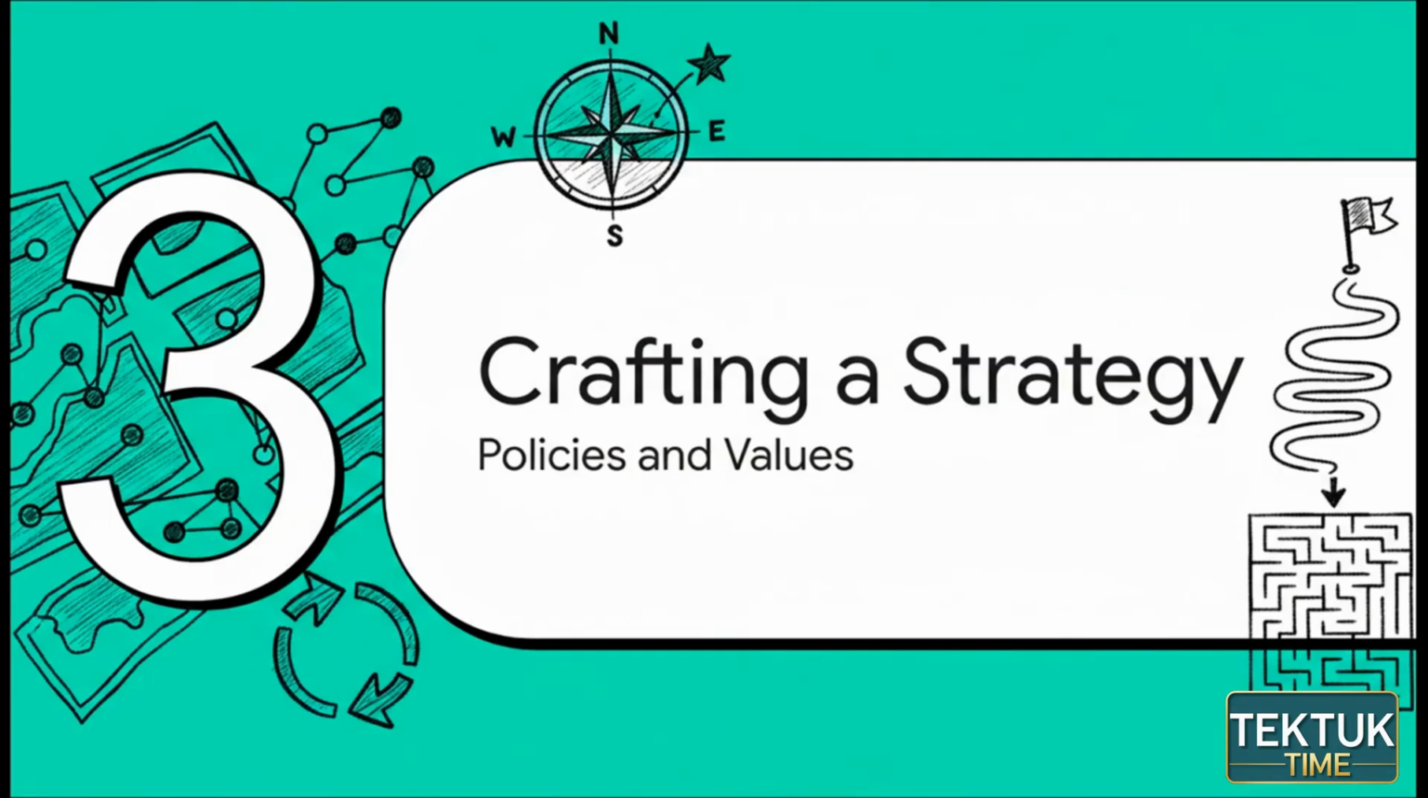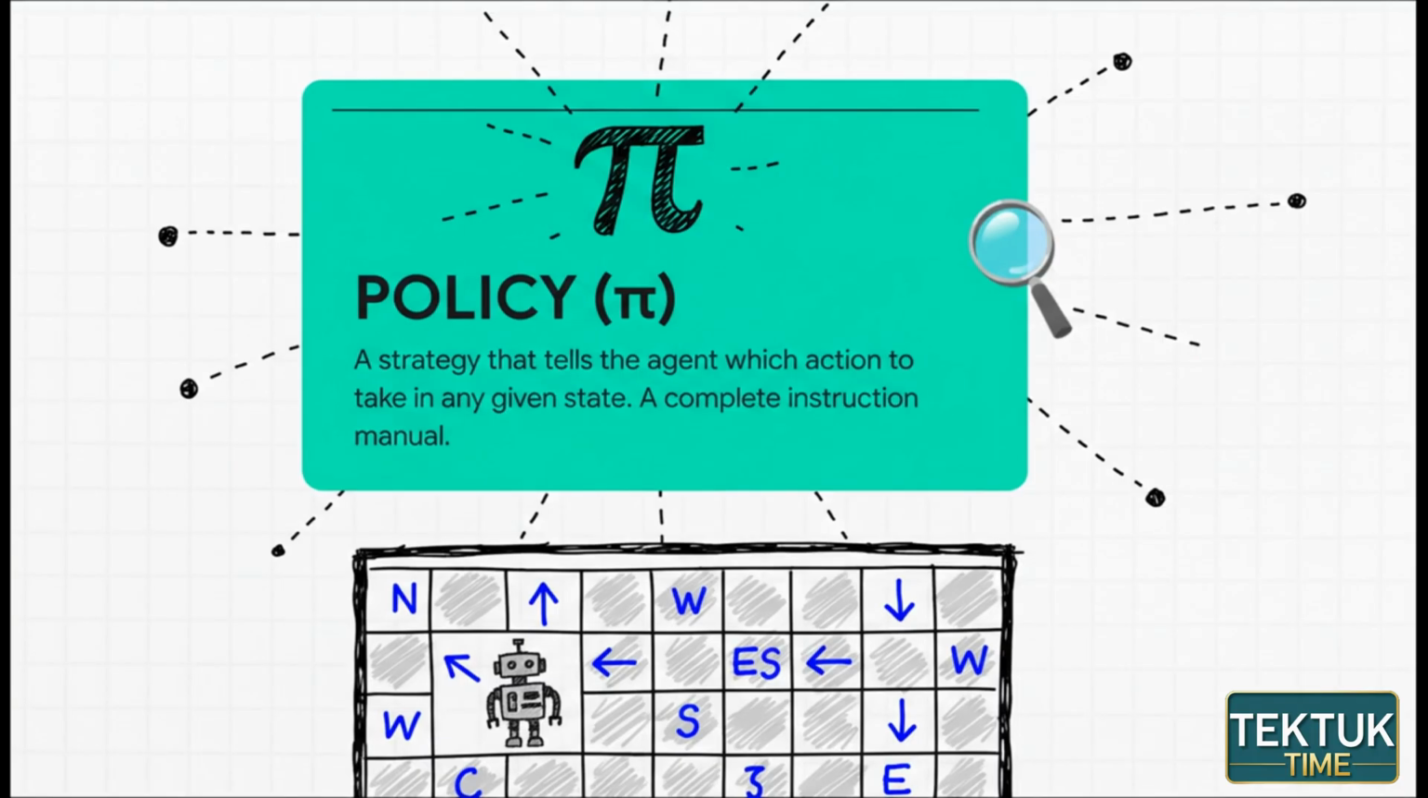All right, so we've defined the world, we've laid out all the rules. Now for the really big question. How do we find the absolute best way to navigate it? We need to build a strategy. So in the world of MDPs, that strategy is called a policy. You'll often see it represented by the Greek letter pi.